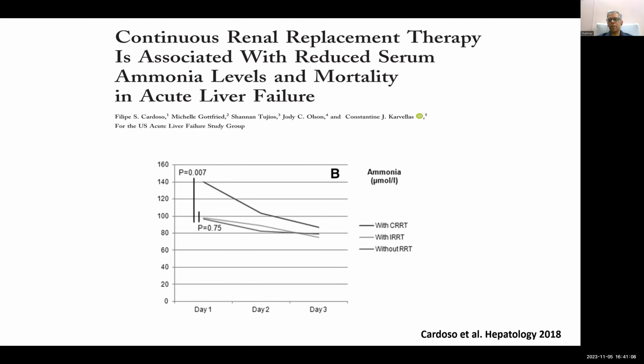The other benefit we are looking at with CRRT in patients with acute liver failure, which is sometimes considered an indication on a case-to-case basis, is whether CRRT helps in reducing ammonia levels. We know that reducing ammonia levels may be associated with improved outcome. This study showed that the use of renal replacement therapy led to a significant reduction in ammonia levels compared to patients not treated with renal replacement therapy. So that becomes another extra indication for subjecting these patients to renal replacement therapy, apart from the standard indications for dialysis.